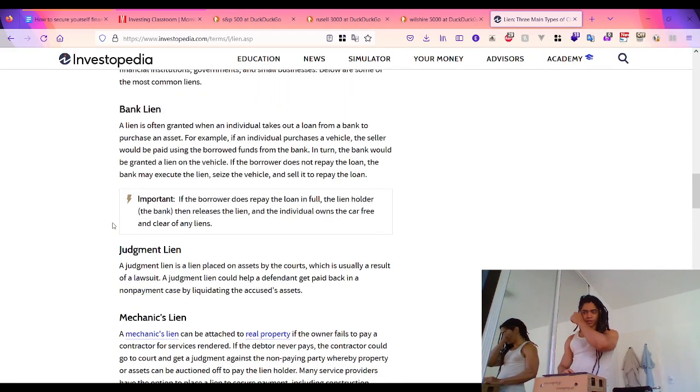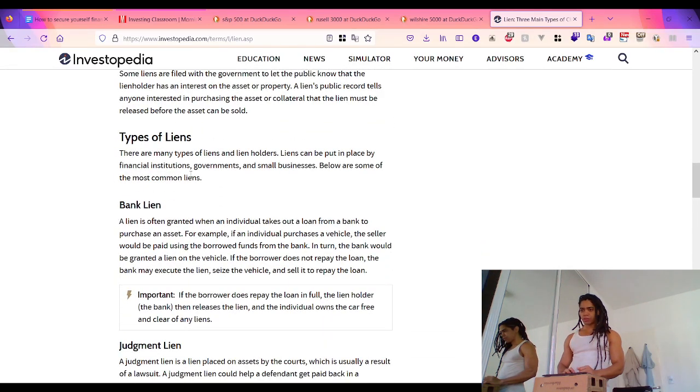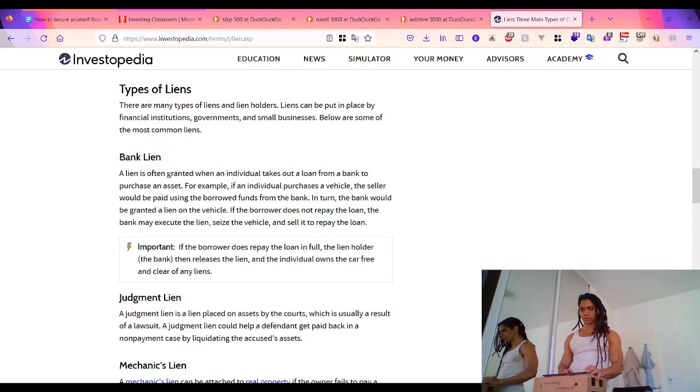So let me read about this. There are many types of liens and lien holders. Liens can be put in place by financial institutions, governments, and small businesses. Below are some of the most common liens. Bank lien. A lien is often granted when an individual takes out a loan from a bank to purchase an asset. For example, if an individual purchases a vehicle, the seller will be paid using the borrowed funds from the bank. In turn, the bank will be granted a lien on the vehicle.